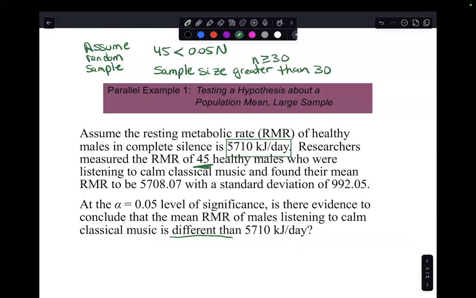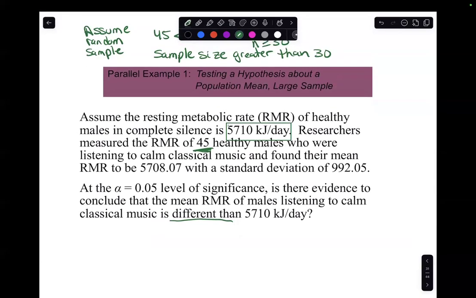Okay, so I'm going to write my null and alternative hypotheses over here on the side because I need the room at the bottom for math. My null hypothesis is that the mean is 5710 kilojoules. It's kilojoules per day, but I can't really fit that. My alternative hypothesis is that my mean is different than 5710 kilojoules per day. So there's my null and my alternative hypothesis.